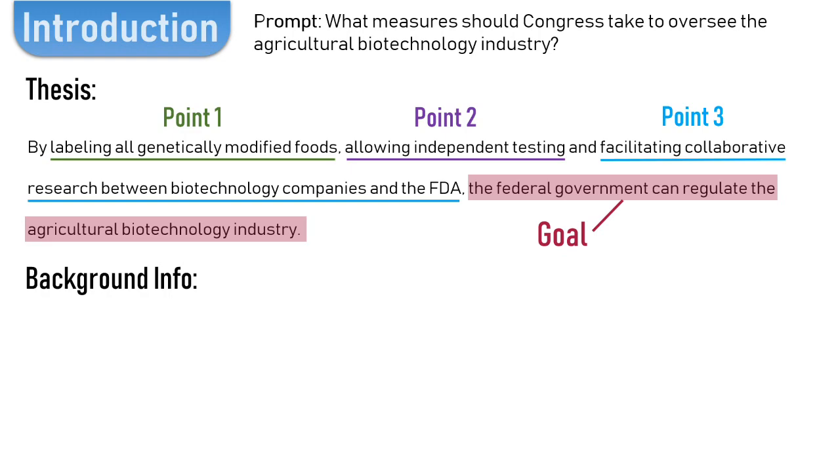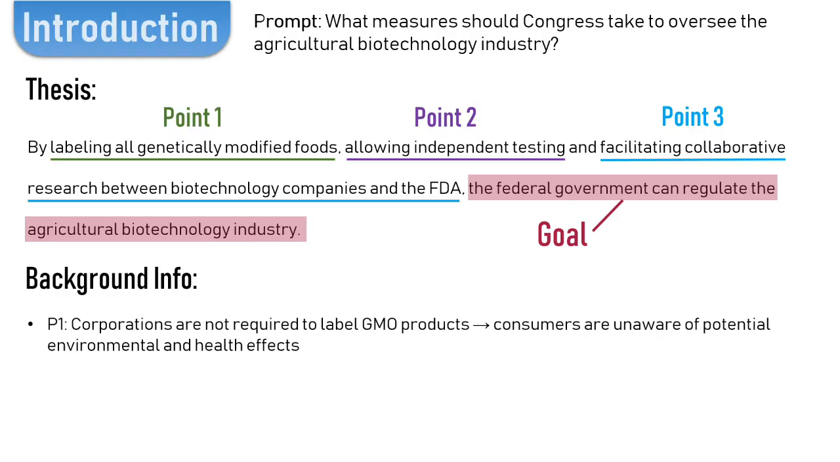So instead, you'll include information that corresponds to each point made in your thesis. So for example, point 1 of my thesis talks about labeling all genetically modified foods. In my background information, I might talk about how corporations are currently not required to label GMO products, making consumers unaware of the potential effects.